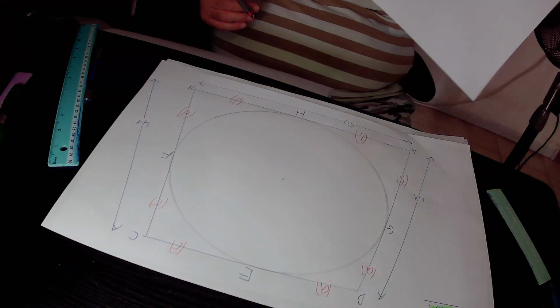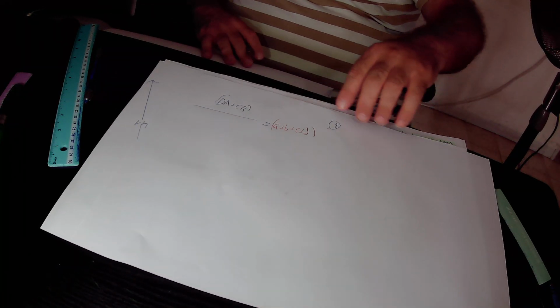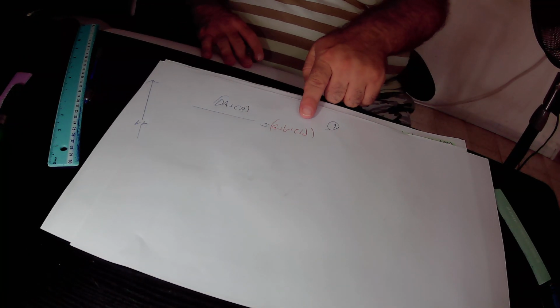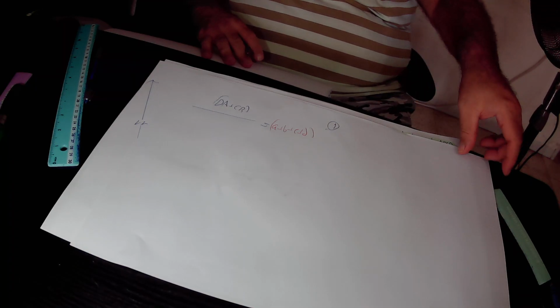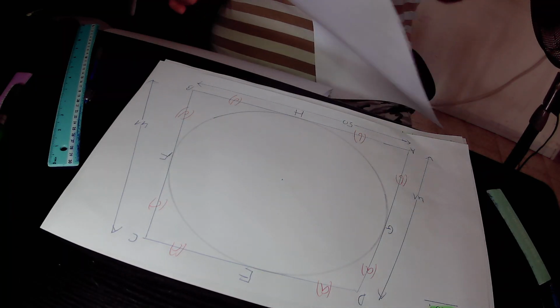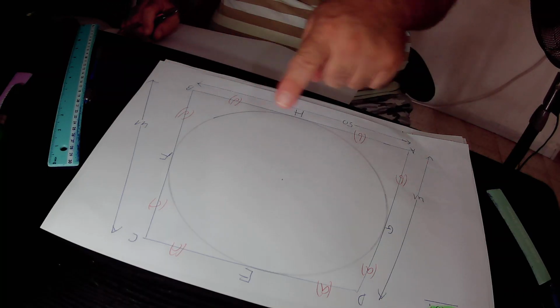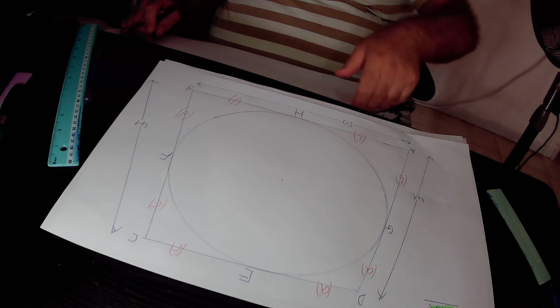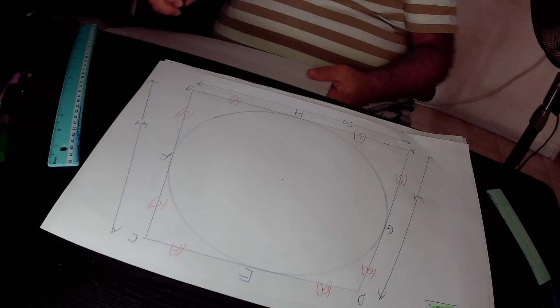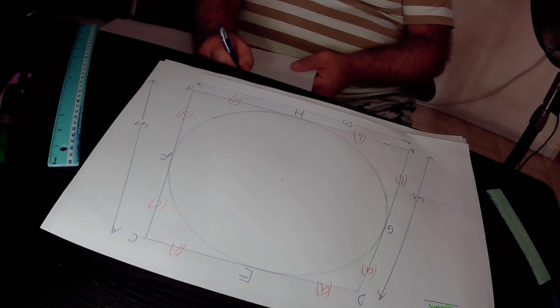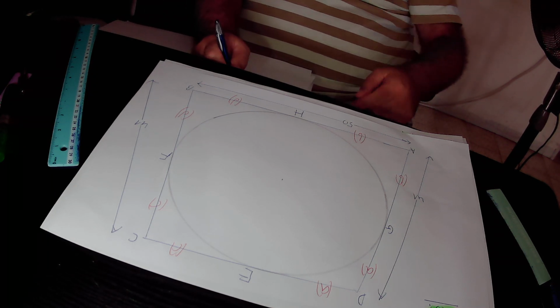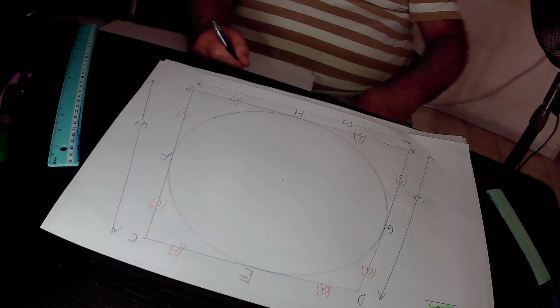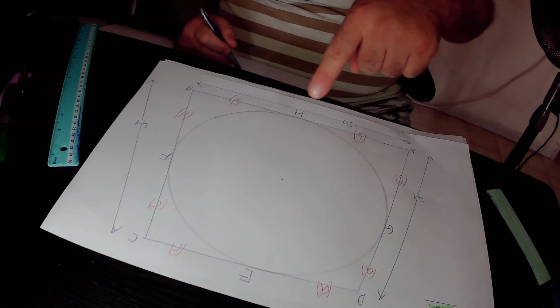See again. DA plus CB equals A plus B plus C plus D. Likewise, what is the value of DC plus the opposite side AB? Side DC plus the opposite side AB in total equals A plus B plus C plus D.